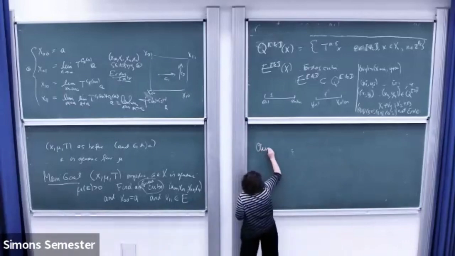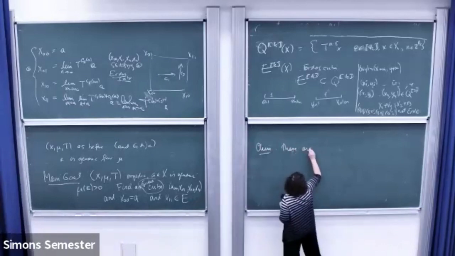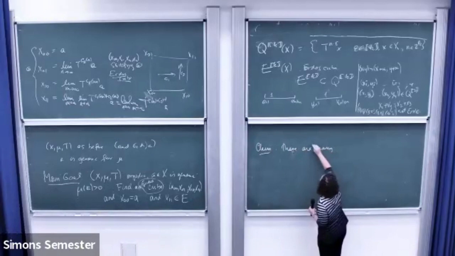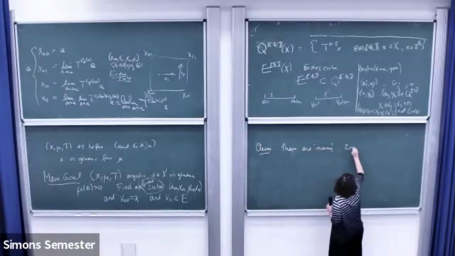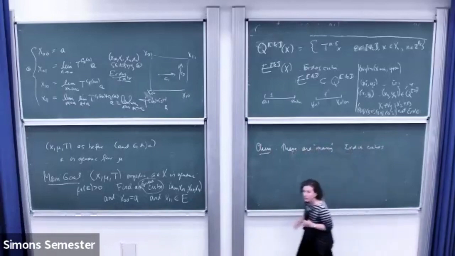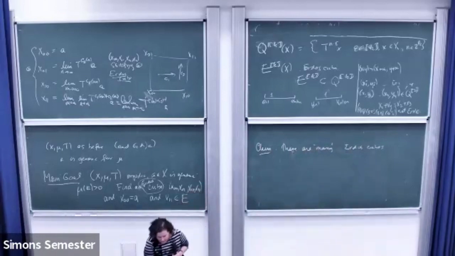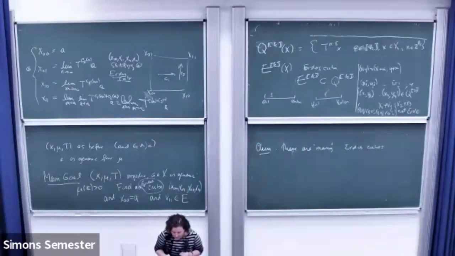So the claim is there are many ergodic cubes. Let's look at the simplest case, which is not the two-dimensional cube, but the one-dimensional cube. So what's a one-dimensional cube? It's kind of a trivial object, right?